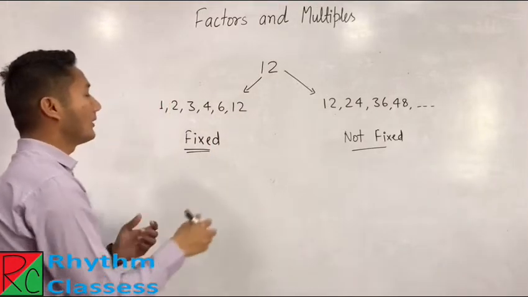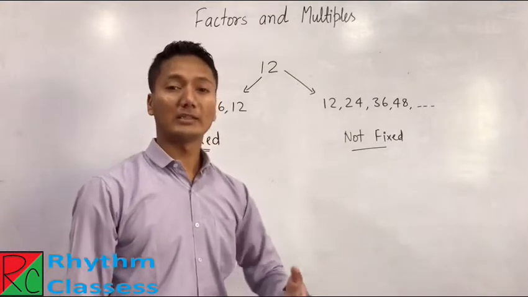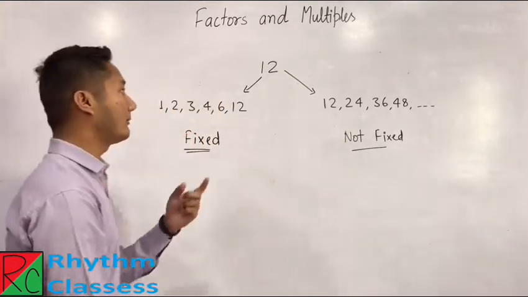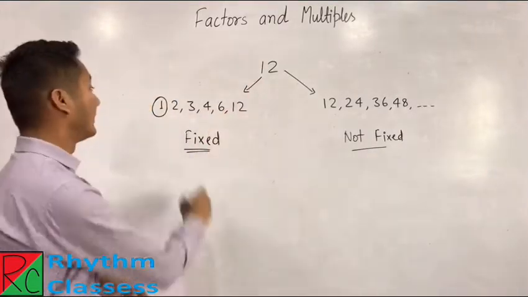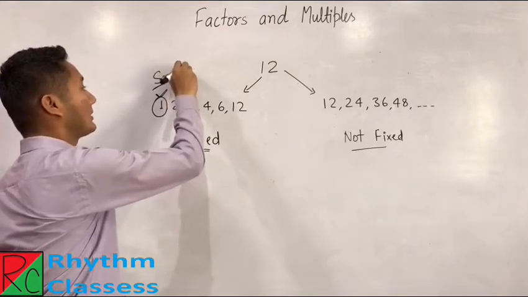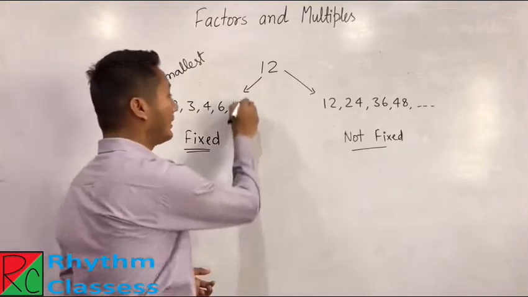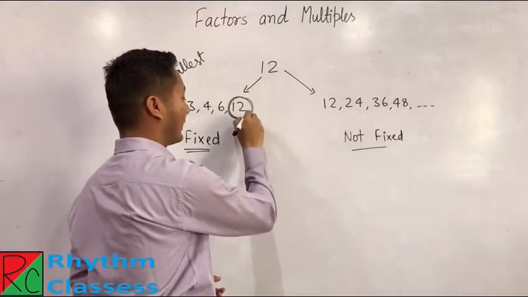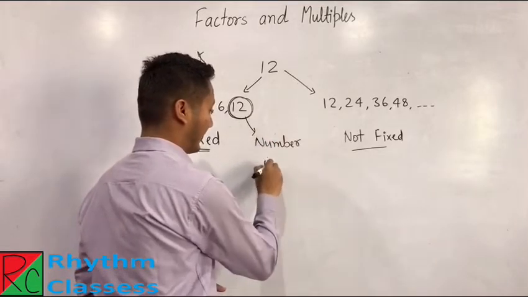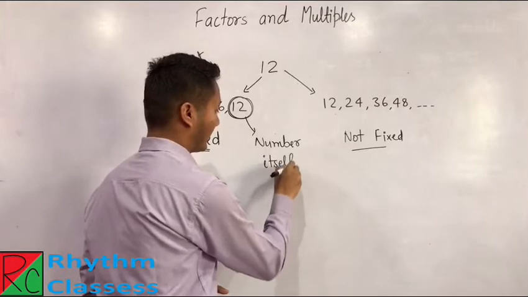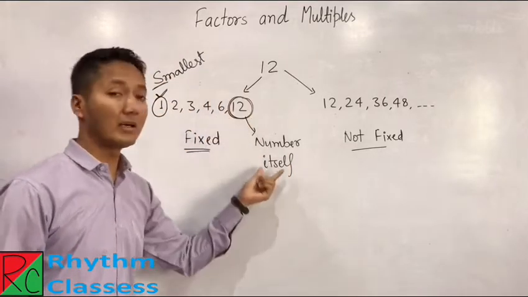If we go further, then we see some interesting facts about factors and multiples. Fact number 1: 1 is the smallest factor of any number. And the greatest factor of any number is the number itself.